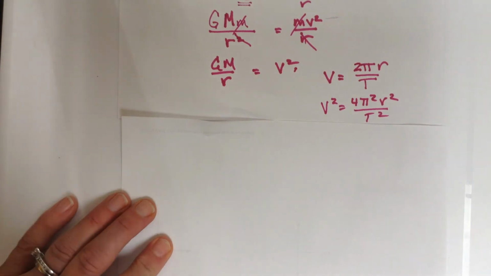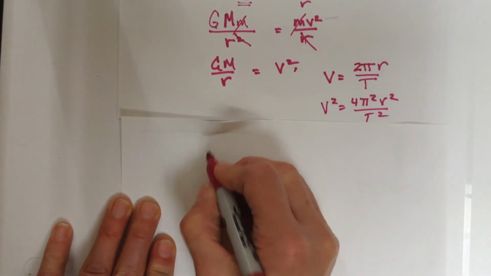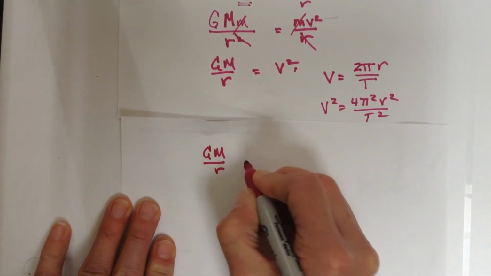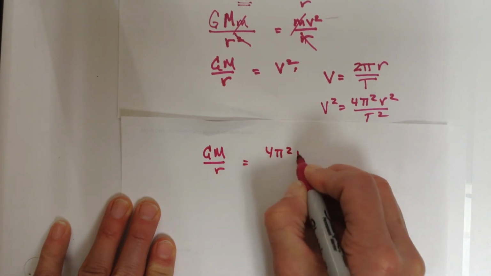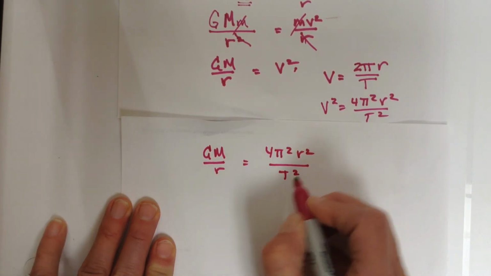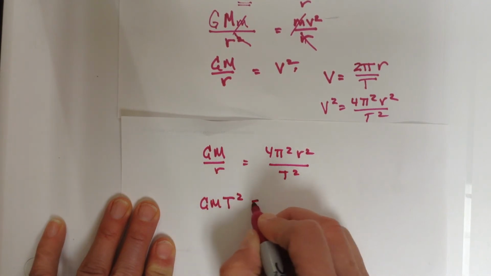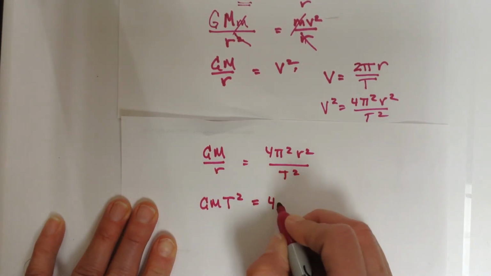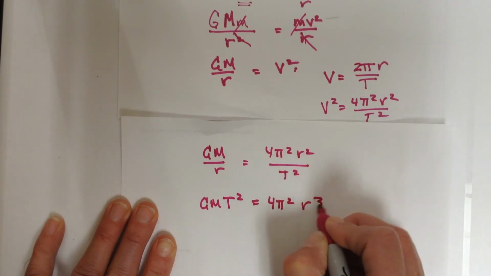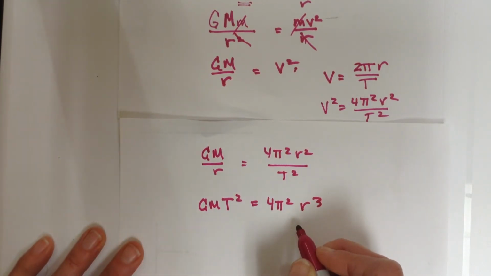All right, so I'm going to substitute that in, and I get GM over r equals 4 pi squared r squared over T squared. I'm going to cross multiply, and I get GM times T squared over r equals 4 pi squared r squared, so GM T squared equals 4 pi squared r cubed. And we can see that T squared and r cubed have come together.